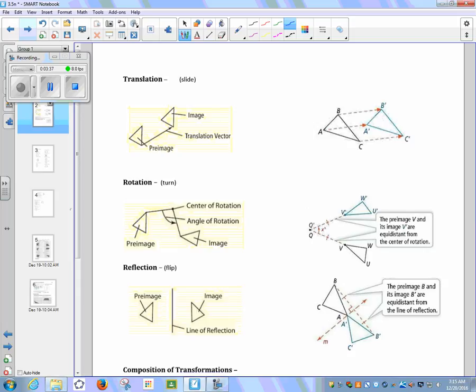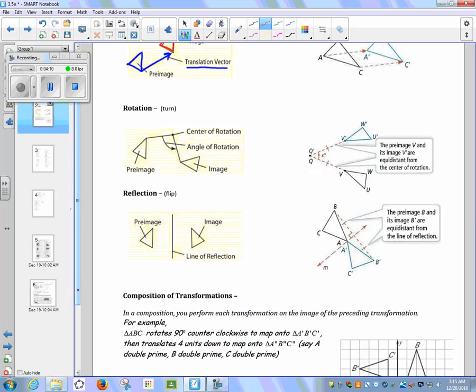So a translation is if you just slide an image over. You could go to the right, to the left, up, down, diagonally, whatever, but it doesn't change the position at all. It just changes the location. So a translation vector is just an arrow that shows you, okay, I'm moving this image and I'm just sliding it up and to the right here, and that becomes the new image. That's a translation, a slide.